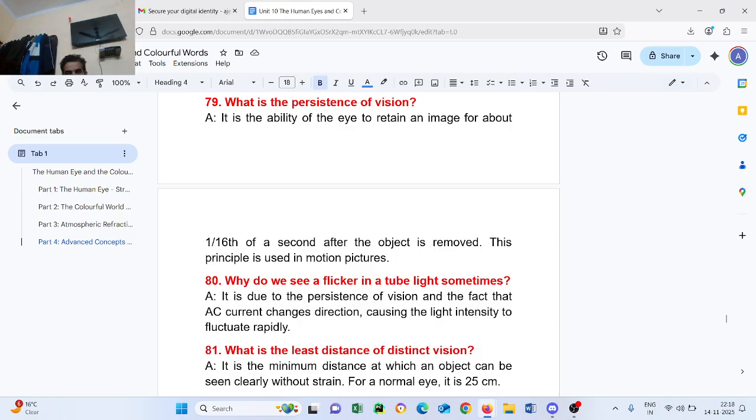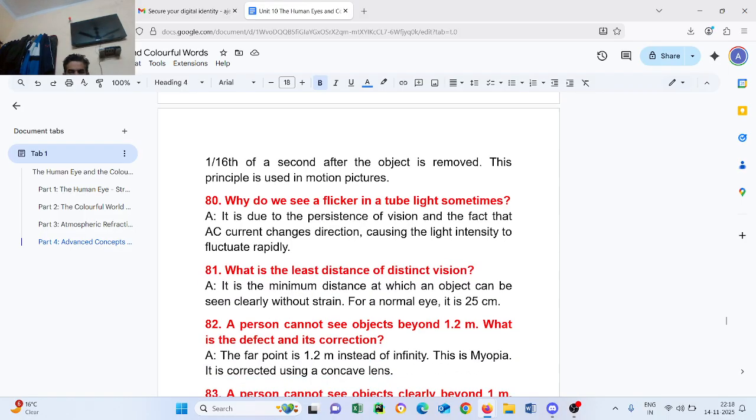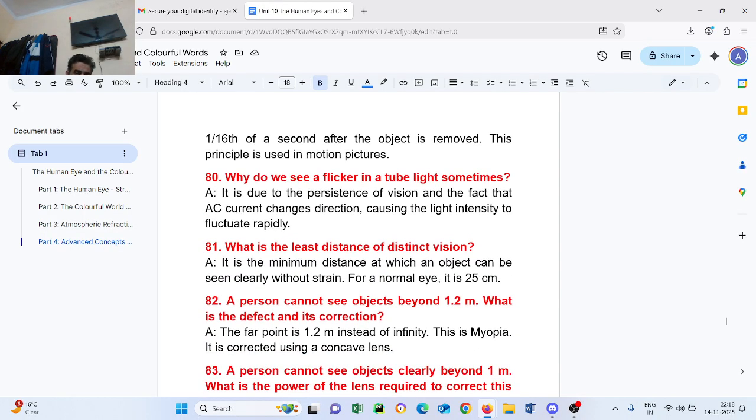Question number 80. Why do we see a flicker in a tube light sometimes? It is due to the persistence of vision and the fact that AC current changes direction, causing the light intensity to fluctuate rapidly. Question number 81. What is the least distance of distinct vision? It is the minimum distance at which an object can be seen clearly without strain for normal eyes. It is 25 centimeters.